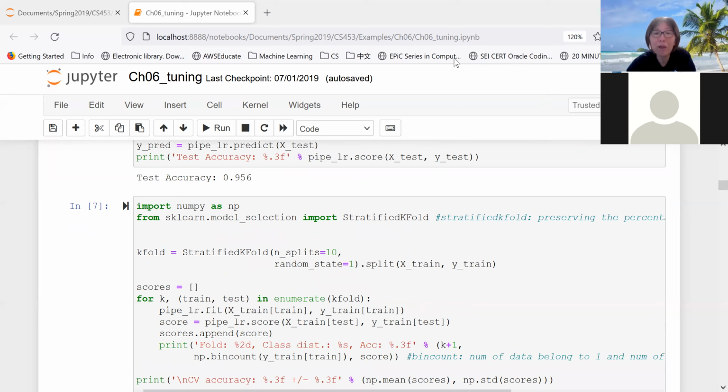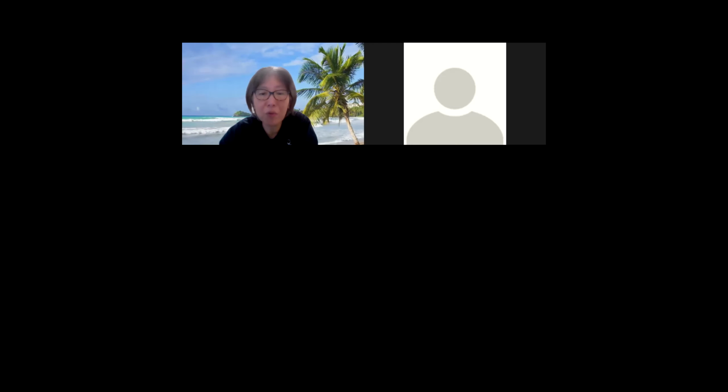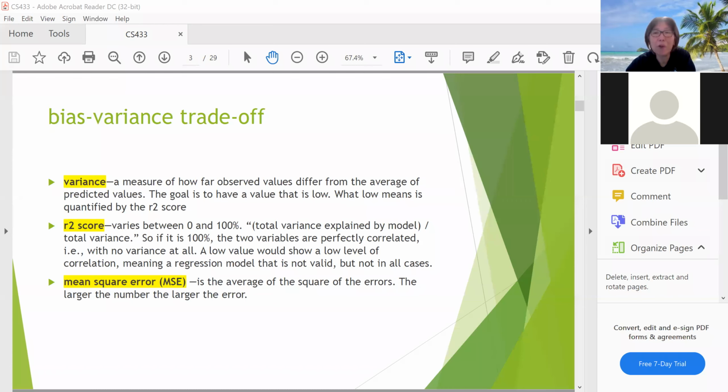Okay, and then the next one, let's move to another new concept. For the next concept, the first one is regarding bias and variance trade-off. And if you recall, we already discussed this quite often.